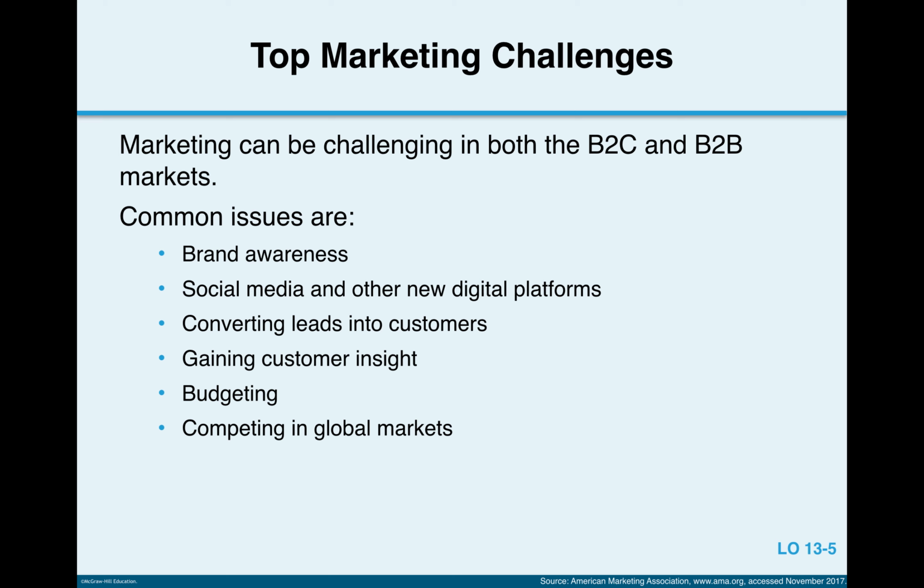One of the big things I want to point out here is converting leads into customers. So you might have somebody who shows interest in something, but it's really hard to get them to commit to it. Maybe they're used to buying a different product that's one of your competitors, or maybe they just aren't all that familiar with your product. So that can be one of the top challenges whenever you're trying to market to somebody.